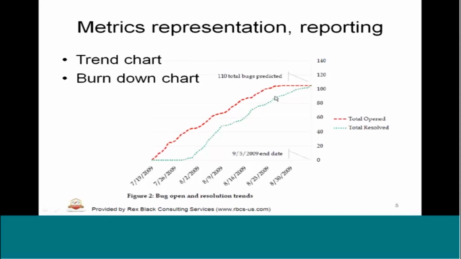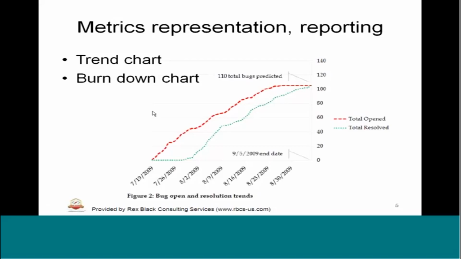That means testing is done, but it's not fixed because not all the bugs have been resolved. So about 90 bugs are there still. And in the end, when we reach the milestone or the last date, we have all 110 bugs resolved. This is how the trend chart will be drawn.